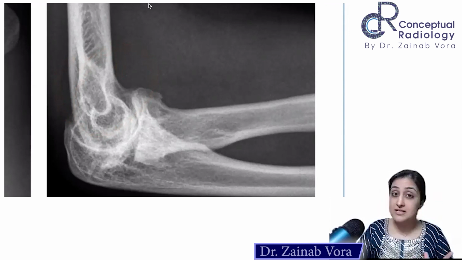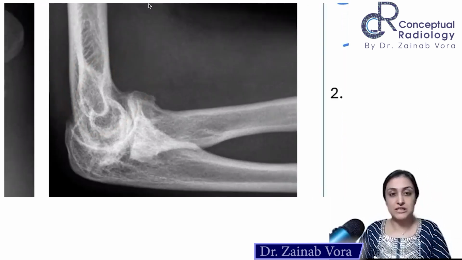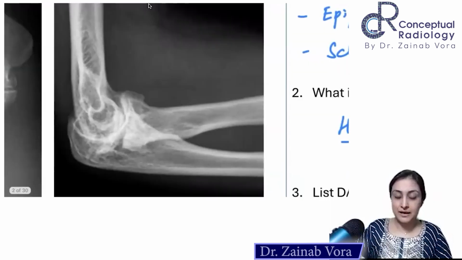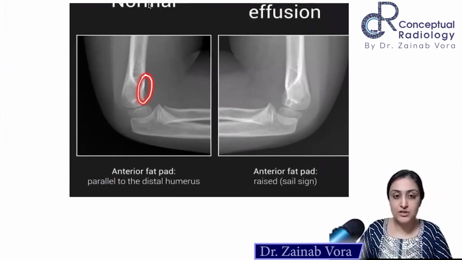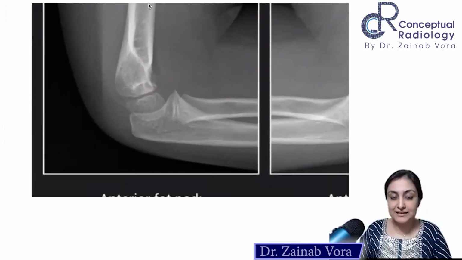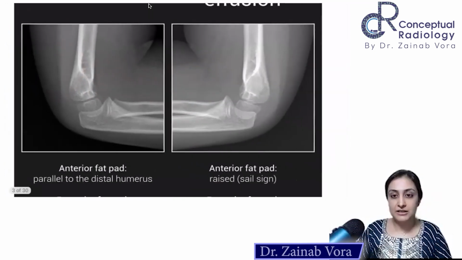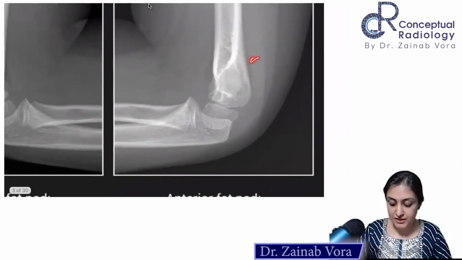But in this case, it's effusion, right? Because of hemophilia. So this is the posterior fat pad sign. This is important. In normal cases, this is how it appears, where the anterior fat pad is visualized and the posterior is not seen. But in effusion cases, we start to see the posterior as well.